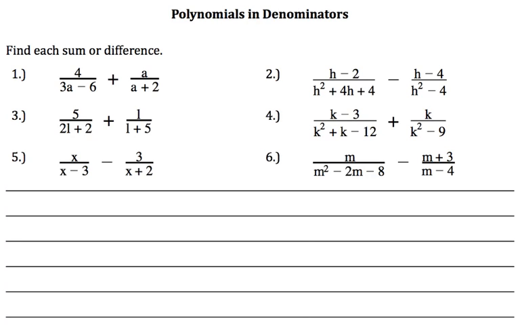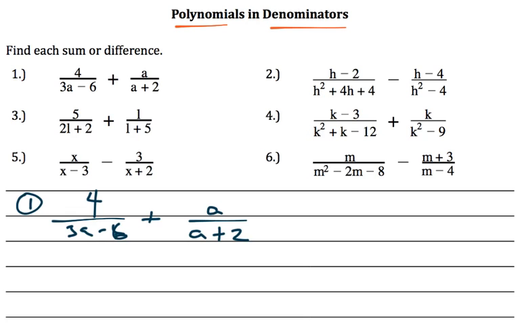So continuing these notes, we're going to have a little bit more complicated things going on in the denominators, and we'll see what happens. So find each sum or difference. Problem 1. We'll rewrite 4 over 3a minus 6 plus a over a plus 2.